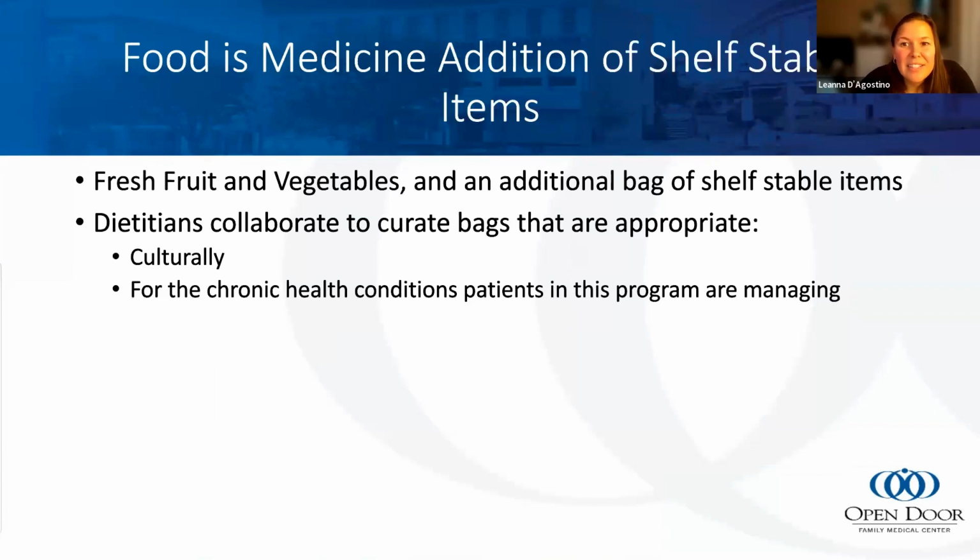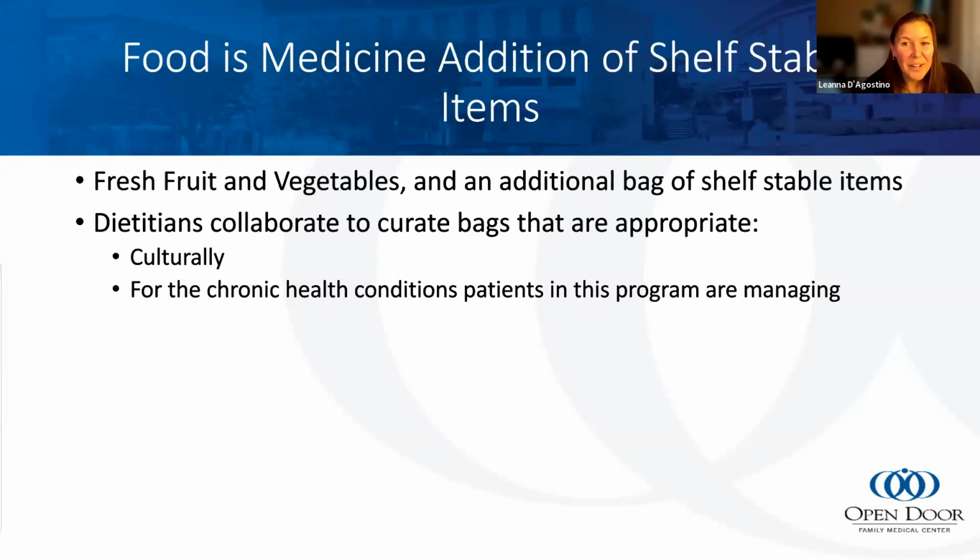Food is Medicine addition of shelf-stable items. So in addition to the bags of fresh fruit and vegetables, the Food is Medicine program participants also receive a bag of shelf-stable items, which includes foods like rice, lentils, canned tuna, pasta, and shelf-stable milk. Our registered dietitians have been working with the dietitian at Feeding Westchester to create a list of items that our dietitians would like to see in the bags for this population.